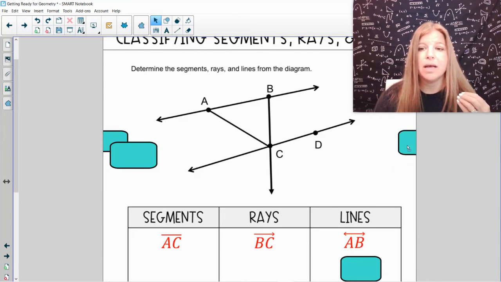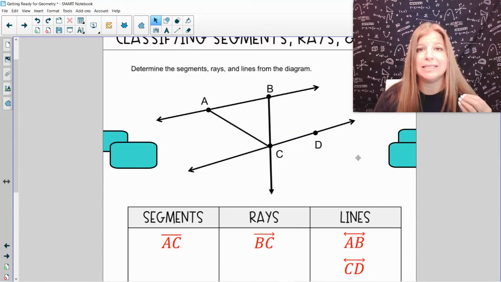The other line that I see has points C and D on it. It's this entire line here with arrows extending in both directions. I can call that line CD or I can call it line DC. They mean the same thing.